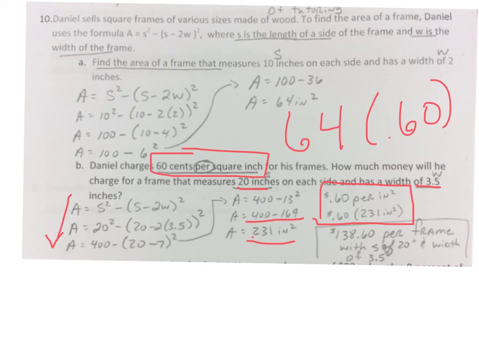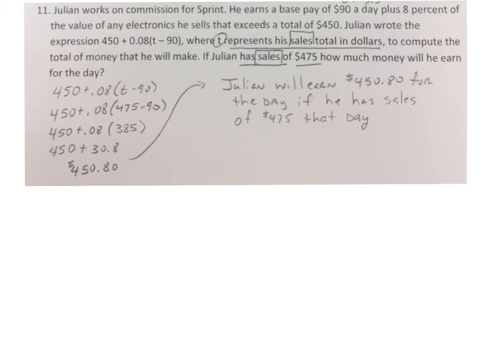And what you end up with in a complete sentence is $138.68 per frame with a side of 20 inches and a width of 3.5 inches. What I should have said, or what would have been better, is Daniel sells a frame of 20 inches by 3.5 inches for $138.60.